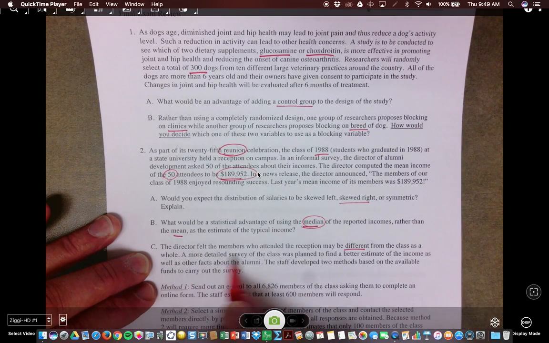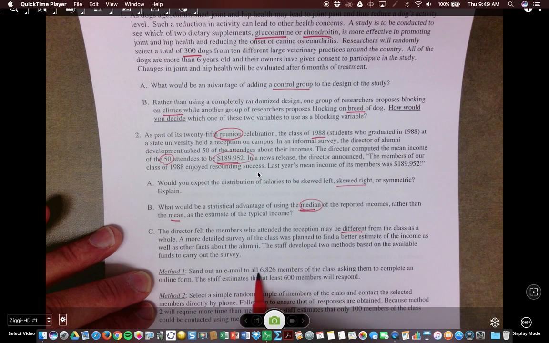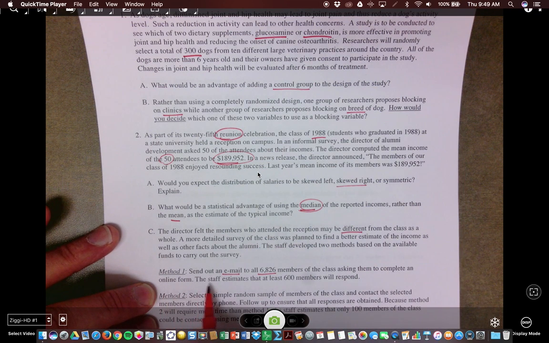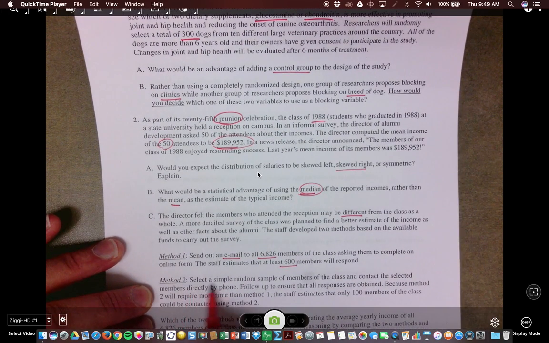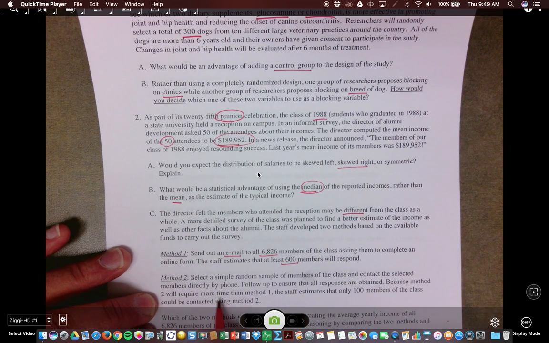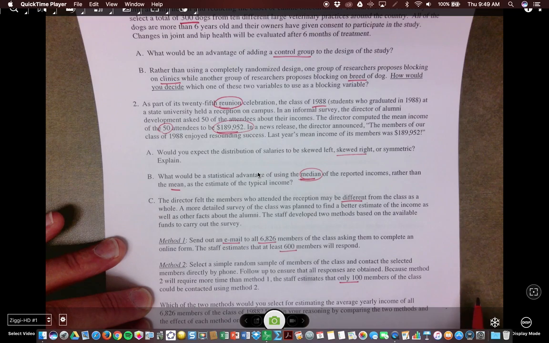All right, and so the director felt that the members may be different, so he wants to carry out a little bit further study. There were 6,800 people in this graduating class, and so method one was to send out an email to the 6,800 members of the class asking them to complete an online form. The staff estimates that they're going to get at least 600 of those back. Method two would be to select a simple random sample of the members of the class and contact the selected members directly by phone. Follow up to ensure that the responses are obtained. Because method two will require more time than method one, the staff estimates that they can only get 100 members of the class using this method.